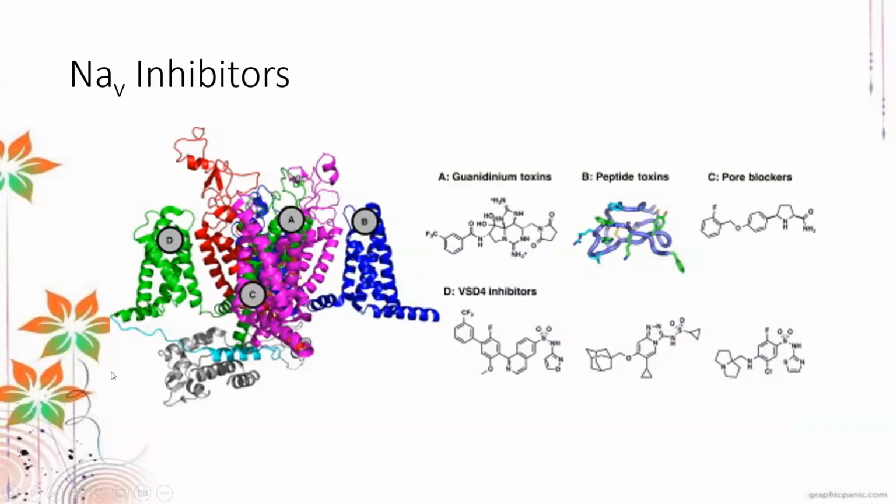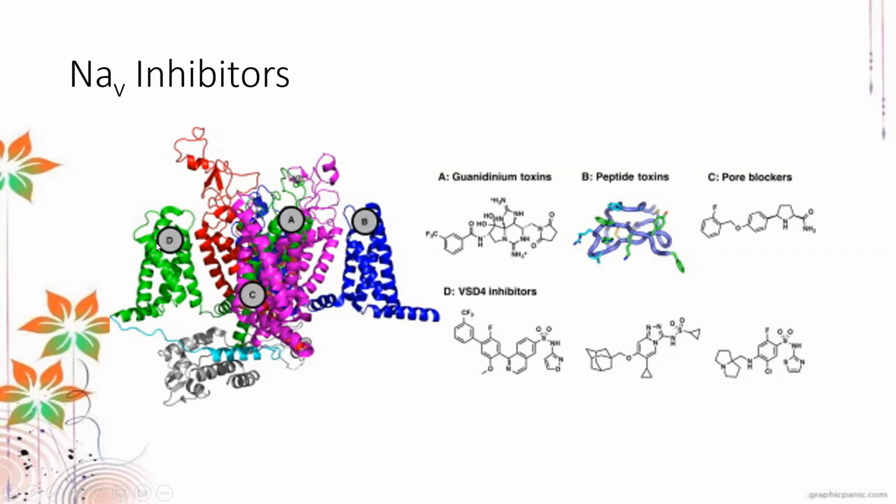We will be looking at several inhibitors of our voltage gated sodium channels. Here are some inhibitors: guanidinium toxins, peptide toxins, the pore blockers, and the VSD4 inhibitor. Here, A, B, C, and D, each of these inhibitors binds to a specific binding site. It doesn't just bind anywhere. For example, the guanidinium toxins bind around this area, the peptide toxin in this area, the pore blockers in this area, and the VSD4 inhibitors in this area.